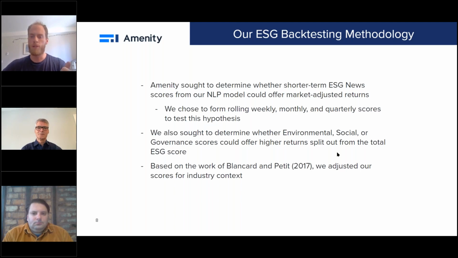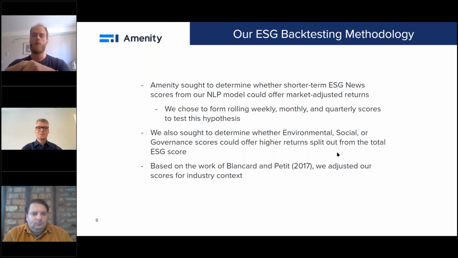We wanted to look at weekly scores, monthly scores, and quarterly scores. We also wanted to see if our environmental scores, social scores, or governance scores split out could potentially have more signal than the ESG score combined. We wanted to see if one of those three umbrella topics had more of an impact than the total ESG score. And then also expanded upon Blanchard and Petit in 2017.